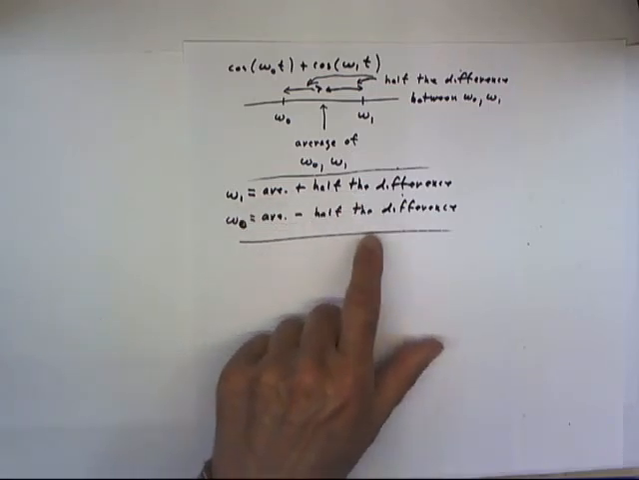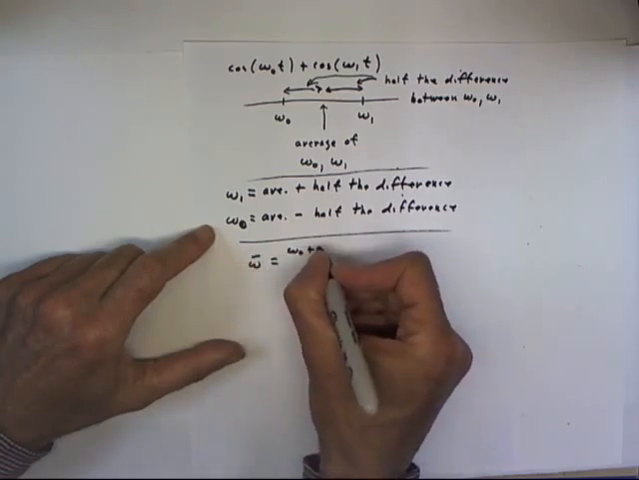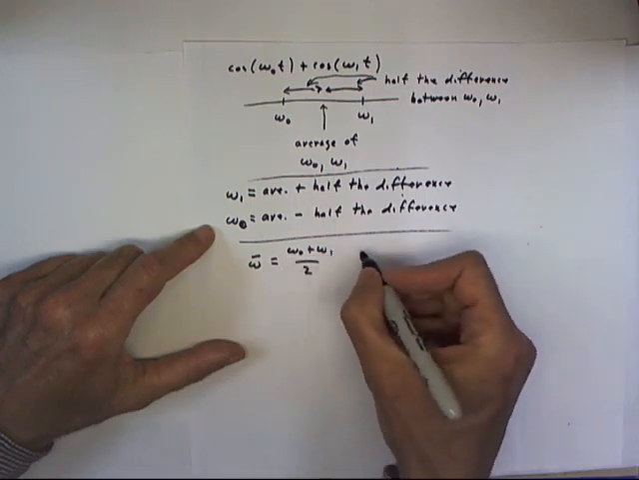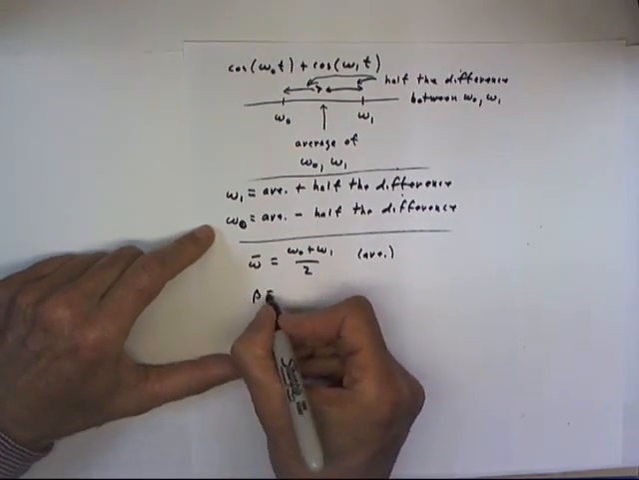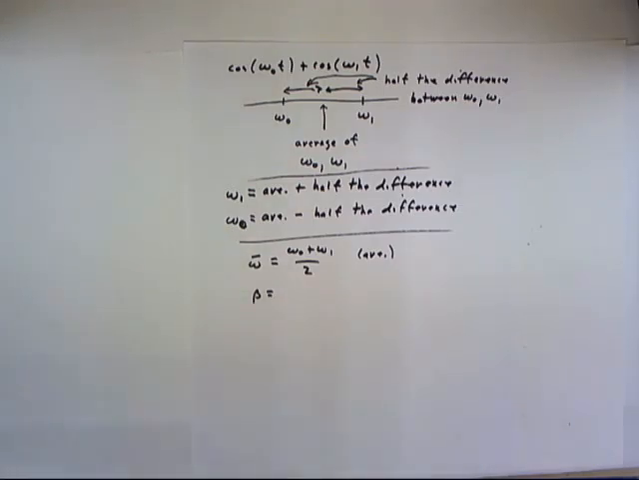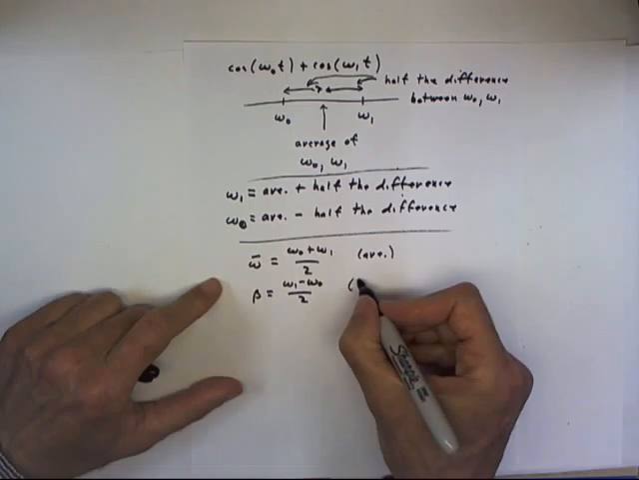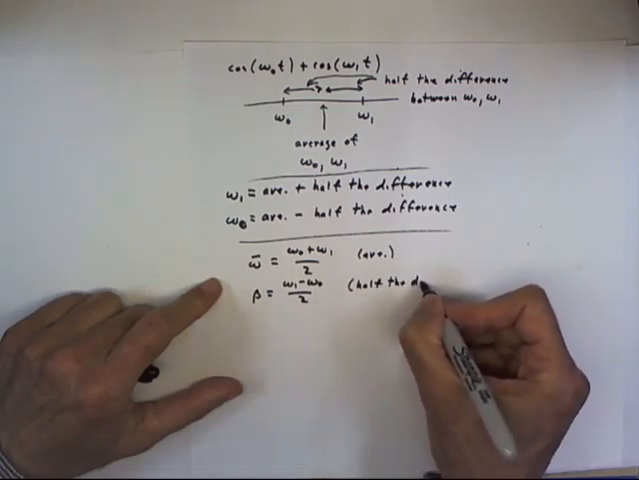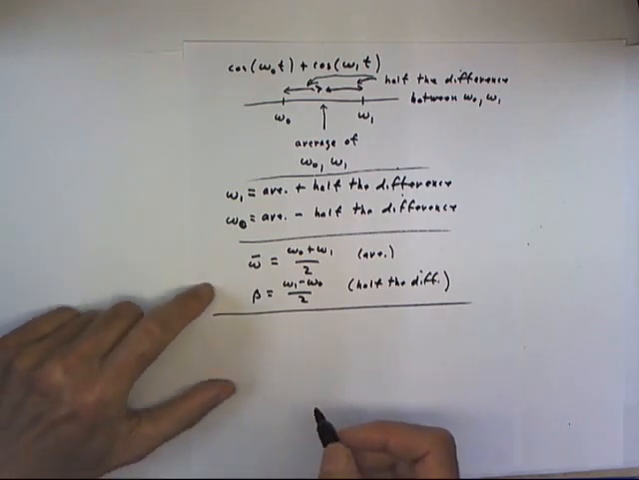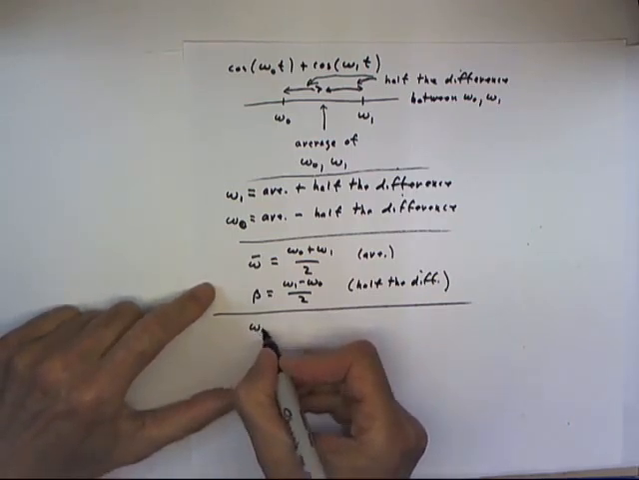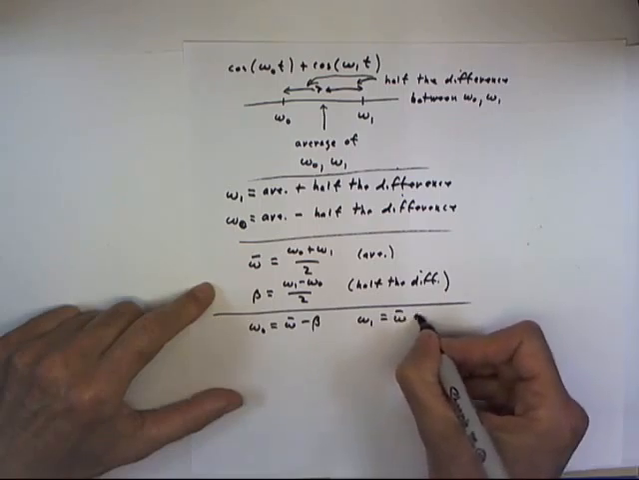Now, instead of writing out average plus half the difference, average minus half the difference, and so forth, I'm going to write omega bar equals omega naught plus omega 1 over 2. That's the average. And I'm going to write beta equals half the difference, omega 1 minus omega naught over 2. So that's half the difference. How does that help us? Well, then we know that omega naught is going to equal omega bar minus beta, and omega 1 is going to equal omega bar plus beta.